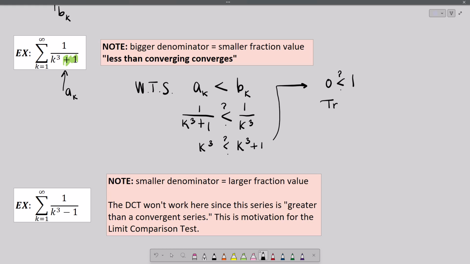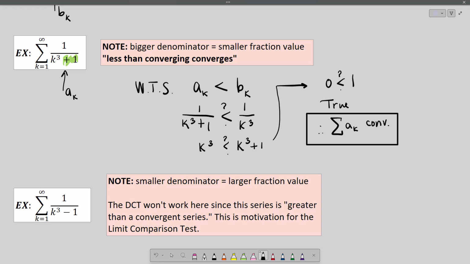So this is true. So therefore, the a sub k series converges. Because that is true. So a sub k series always is the one you're analyzing. Okay. Now the obvious question is, well, what if this inequality is false? Does it mean that that series diverges? Not necessarily. It's inconclusive. So if you come down here and you get a false statement, it's inconclusive.